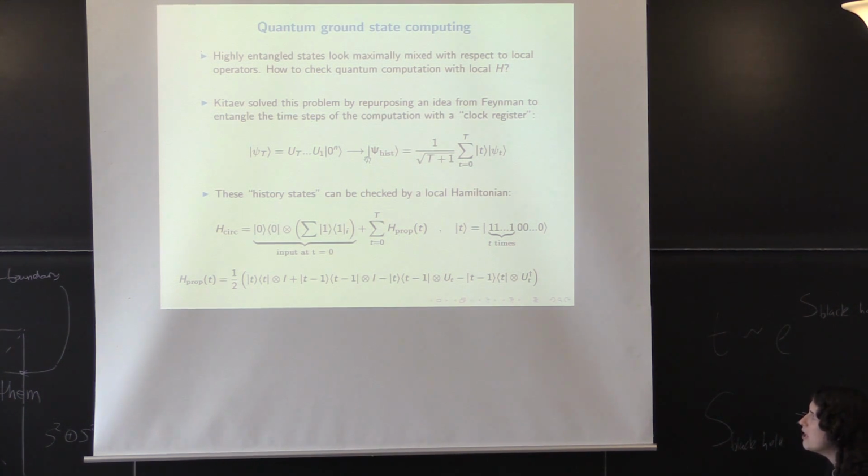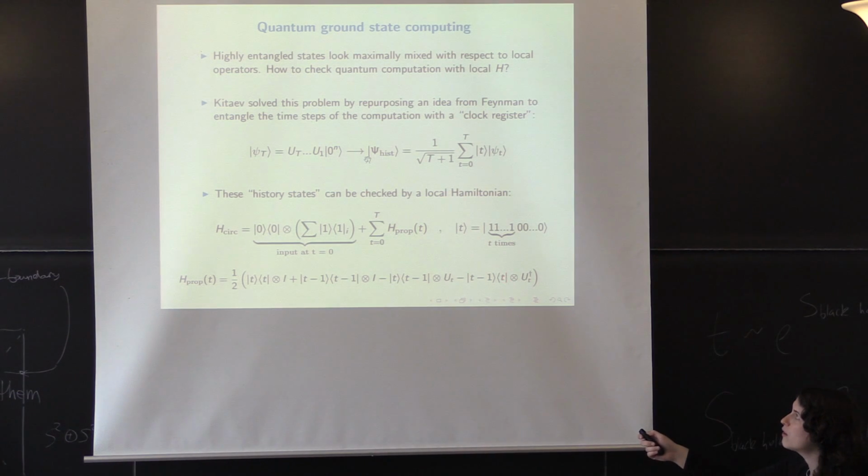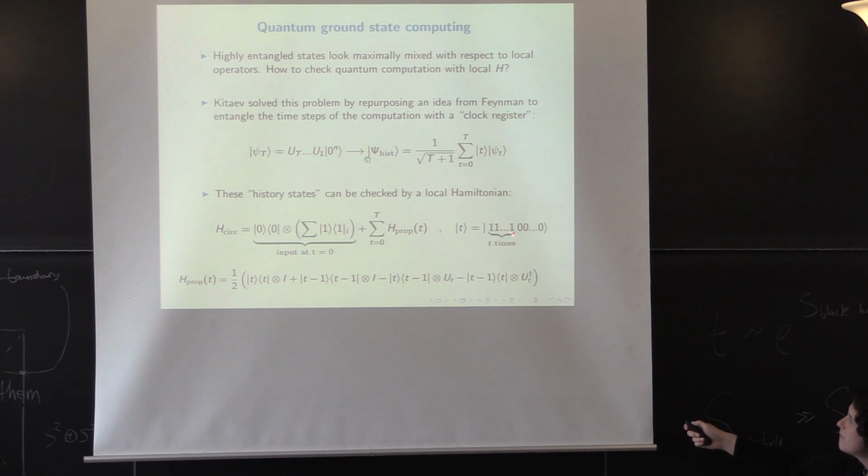One more thing to mention, although I won't go into much detail, is that this clock register has to go up to some polynomial total time. If you want to break that down locally, there's a construction where you have a domain wall clock where you represent the time variable in unary notation, just in terms of qubits. Updating the clock just means moving this domain wall to the right.